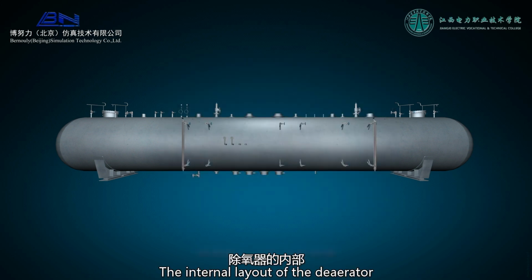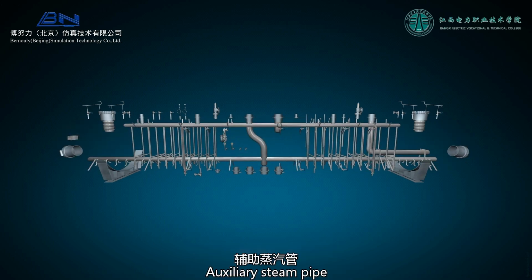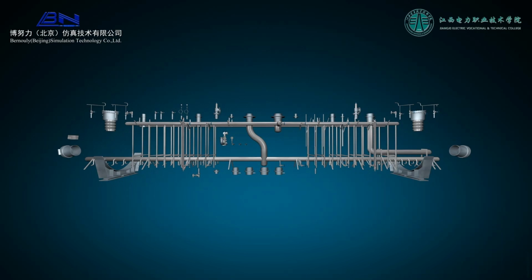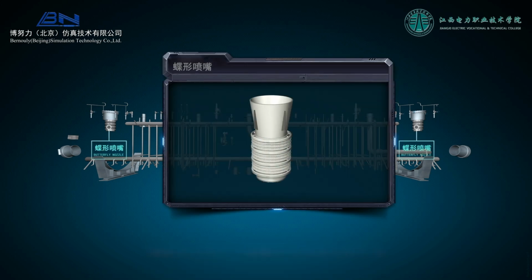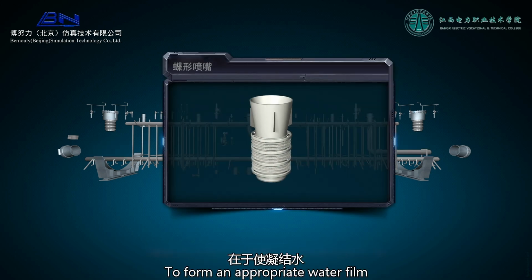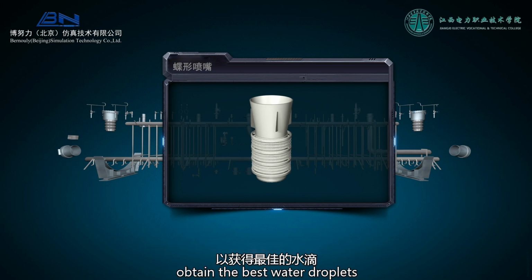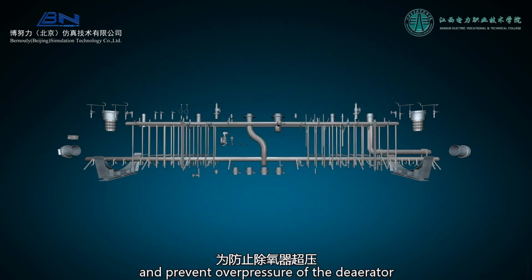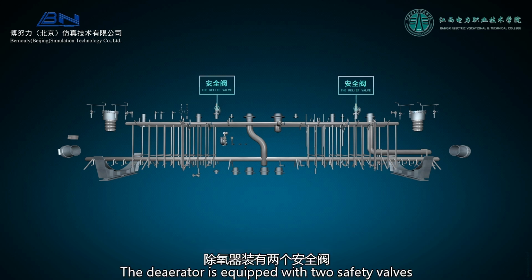The internal layout of the deaerator is equipped with nozzles, auxiliary steam pipe, main steam pipe, and overflow pipe. Both sides of the deaerator are each equipped with a disc-shaped nozzle. The function of the nozzle is to form an appropriate water film on the condensed water, obtain the best water droplets, and prevent overpressure of the deaerator. The deaerator is equipped with two safety valves.